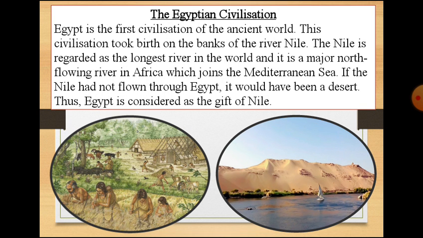Now we shall go for the Egyptian civilization. Egypt is the first civilization of the ancient world. This civilization took birth on the bank of river Nile. The Nile is regarded as the longest river in the world, and it is a major north-flowing river in Africa which joins the Mediterranean Sea. If the Nile had not flown through Egypt, it would have been a desert. Thus, Egypt is considered as the gift of Nile.